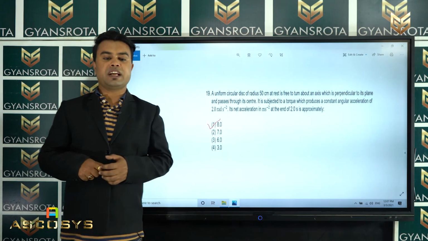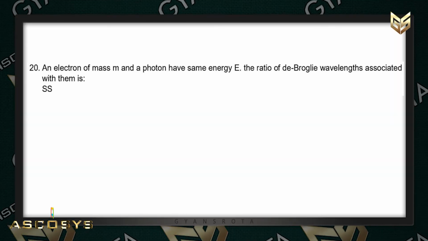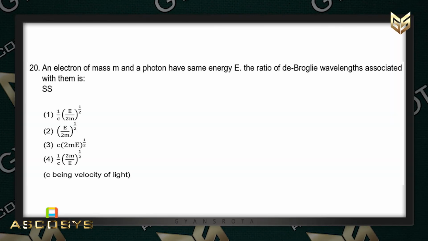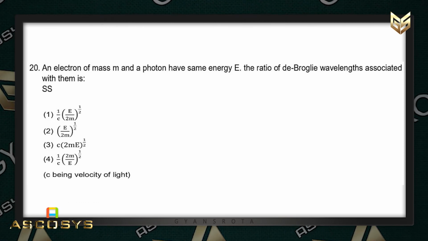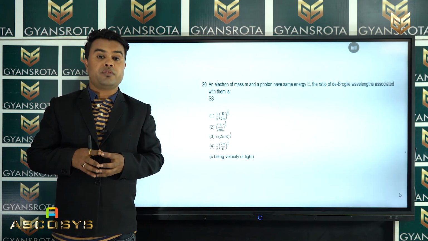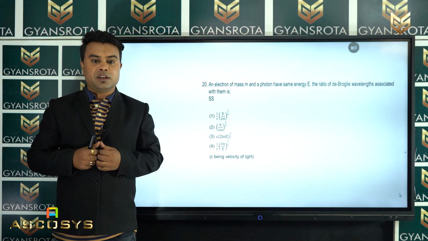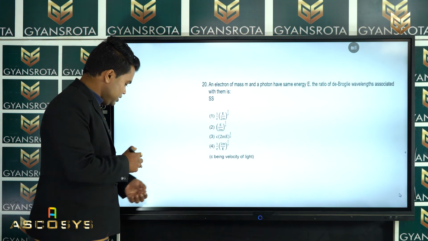Now let us move to the next question, that is question number 20. An electron of mass m and a photon have the same energy E. The ratio of wavelength associated with them is, okay, this is a question from the chapter dual nature of radiation and matter, that is of class 12. So let us see how we can solve this one.